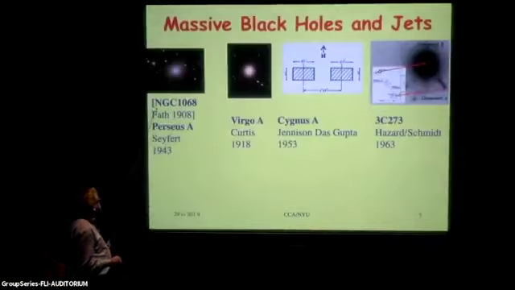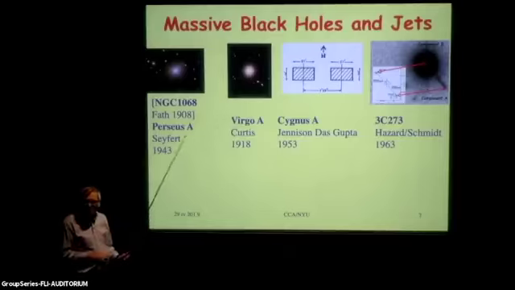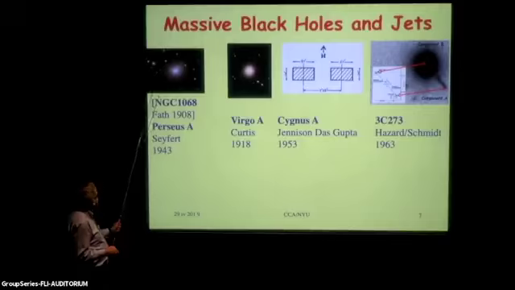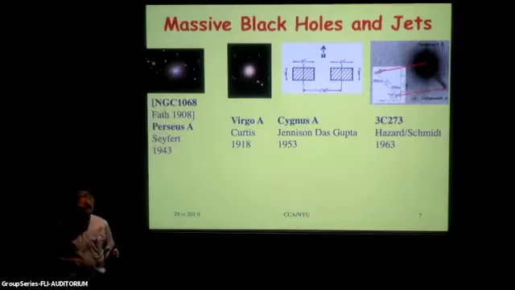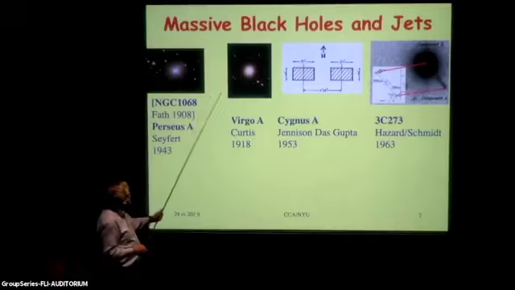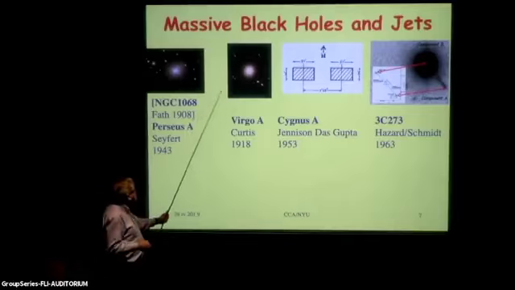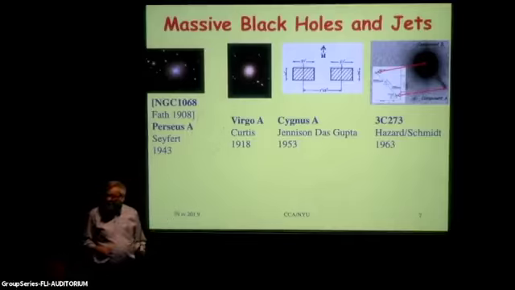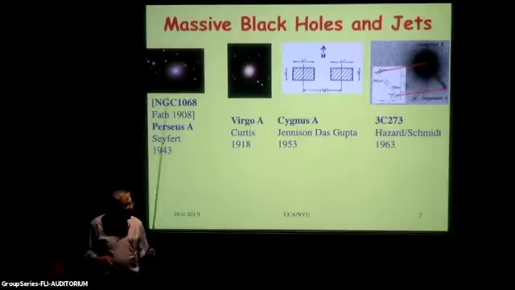So I want to talk about just the observational problem a little bit historically. I'm going to use 4 examples. I'm actually going to use Perseus A, but the first one historically was in 1908. It's the first active galactic nucleus at Lick Observatory, NGC 1068. In 1918, Curtis, using again the same Lick Observatory, found the first jet, which is in Virgo A.